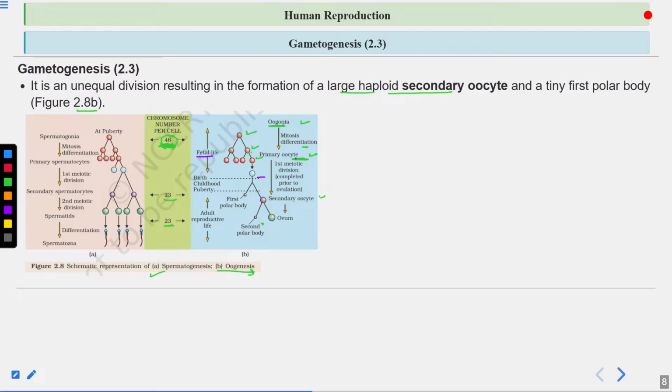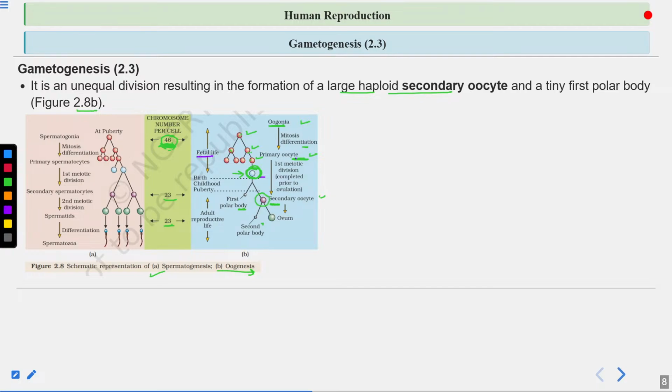Then some of the oogonia differentiate into the primary oocyte. So this is the primary oocyte, this cell. This primary oocyte will also be diploid. Before birth, these primary oocytes are formed. Then at puberty, or after puberty, the primary oocyte will undergo meiosis 1, because this primary oocyte was arrested at prophase 1 of meiosis 1. It will complete its meiosis 1 and it will form a large secondary oocyte and the first polar body.